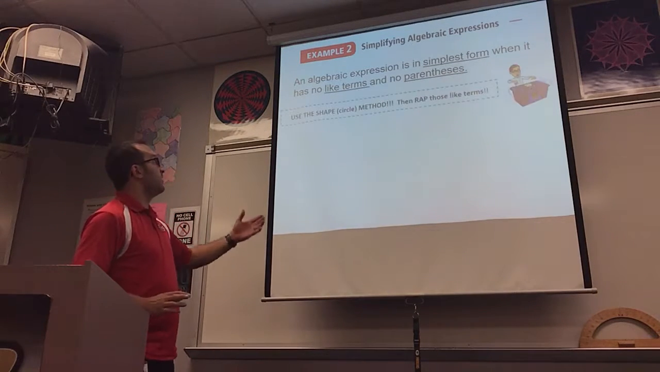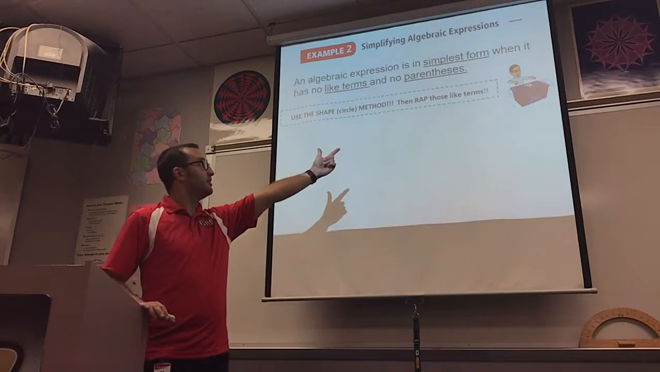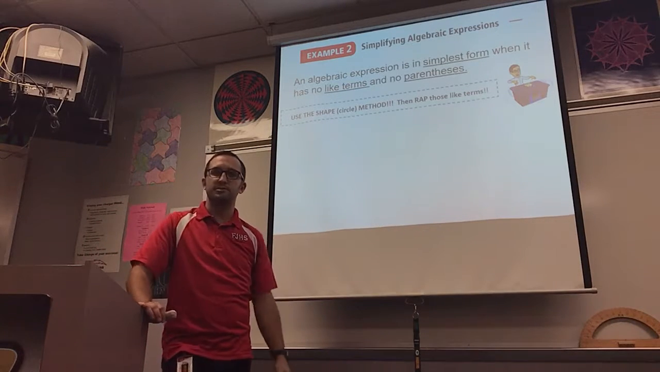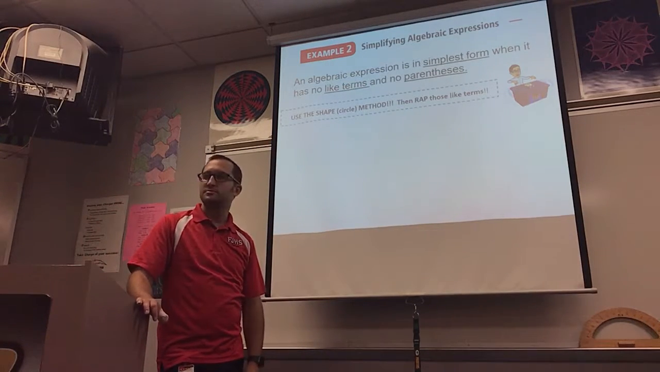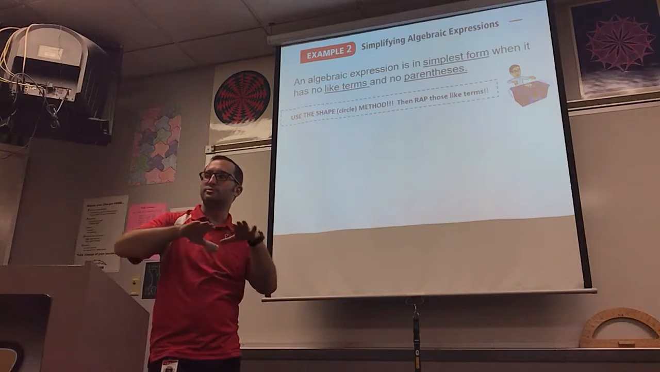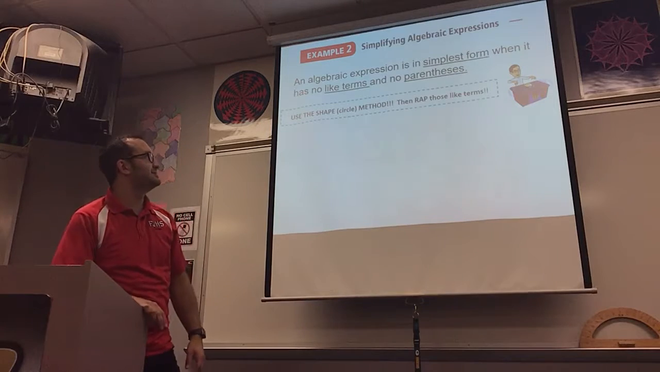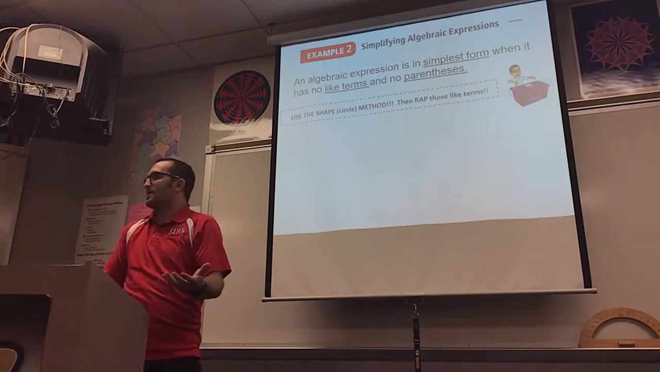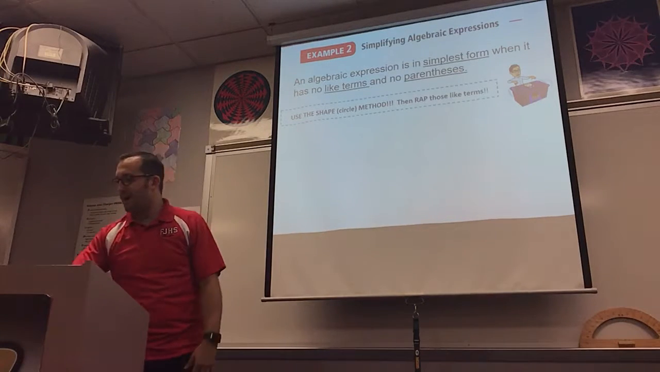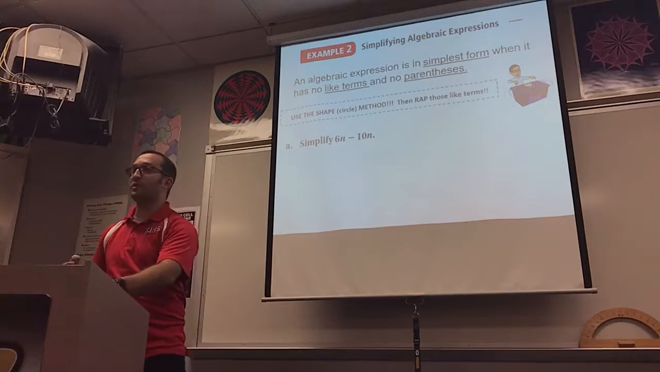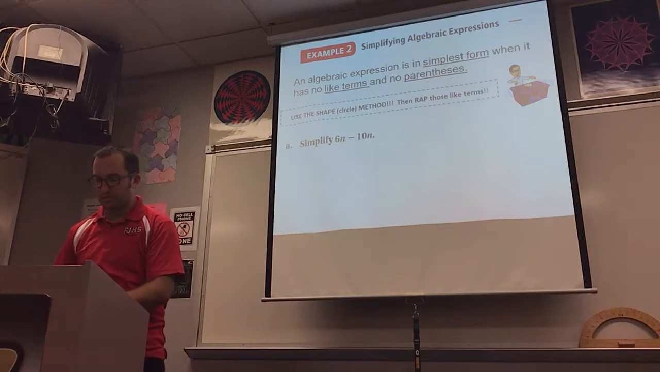So no like terms and no parentheses. What we want to do is use the shape method, right? And then we want to wrap those like terms. For real though, we want to use the add wrap. That's what we're going to do. All right, so let's simplify this one. First off, we want to identify those like terms. We use the shape method.